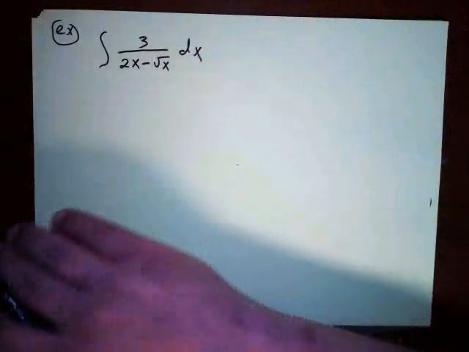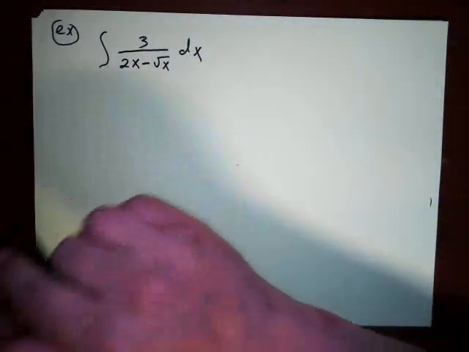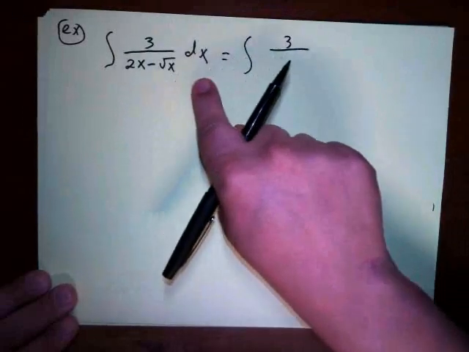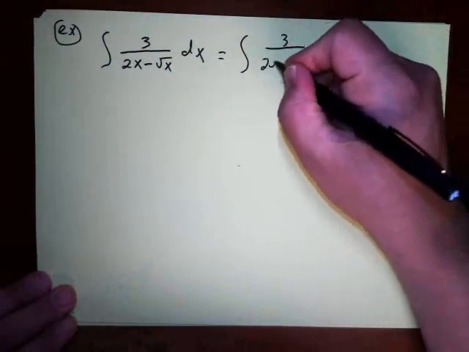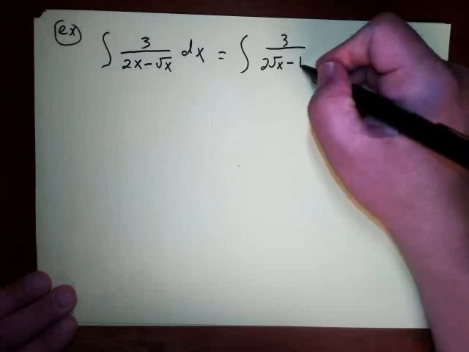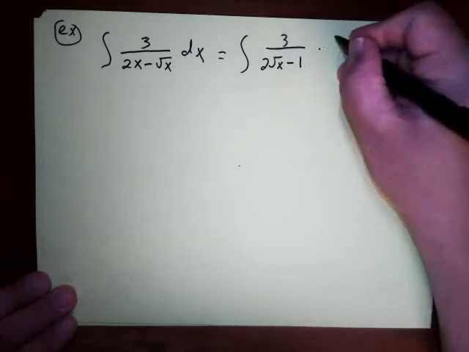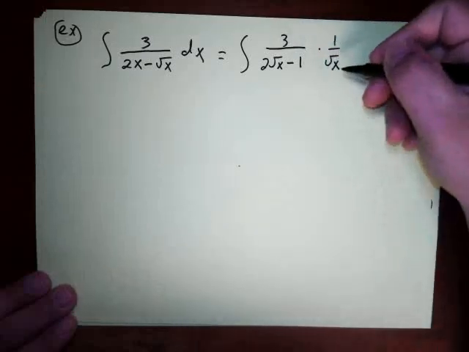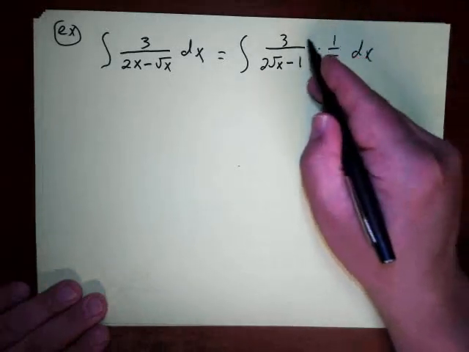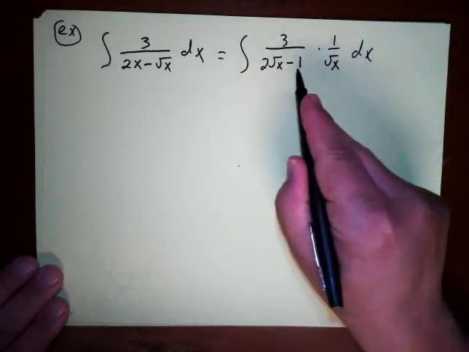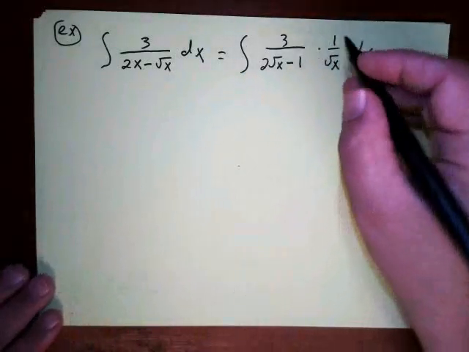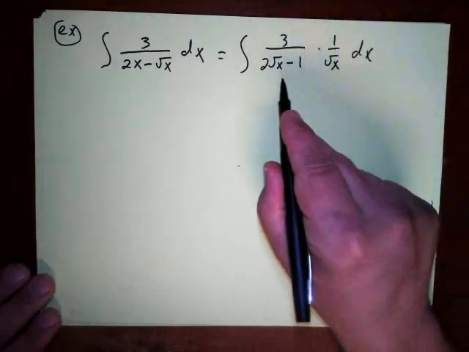Okay, very not clear what to do, but one thing that you can do here is I can factor out a 1 over square root of x, and if I do that, it would be like this. So in other words, if I multiplied the numerator and denominator, this would distribute over both of these, and then you would get the 2x minus square root of x.